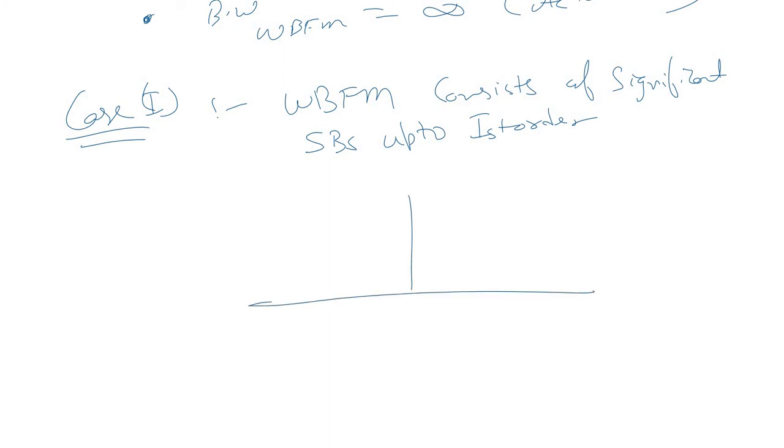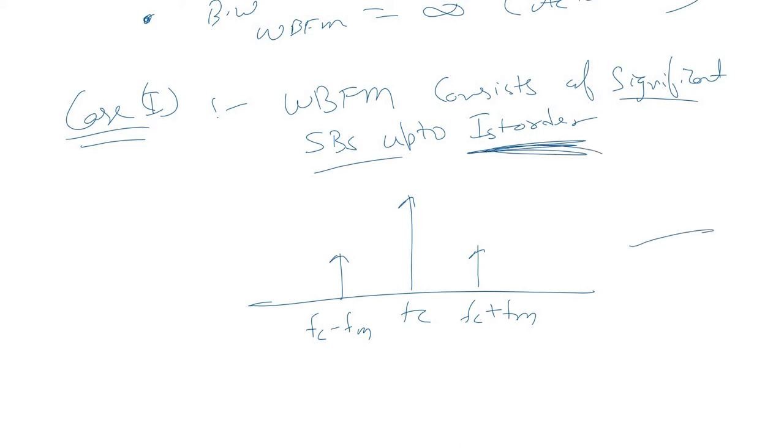In that case, what would be the spectrum? This is your FC component, and there will be only a single pair of sidebands at FC plus FM and FC minus FM. If we consider significant sidebands up to only first order, this will be the spectrum. So what will be the corresponding bandwidth? Bandwidth will be equal to twice of FM. Obviously it will range from this to this point, so bandwidth is nothing but twice of FM.